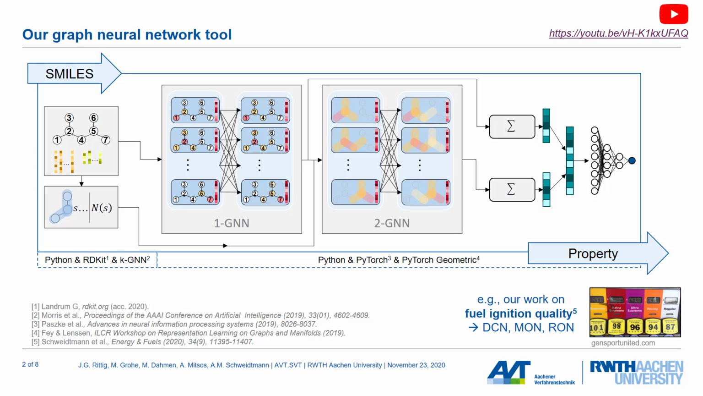We recently used our GNN tool for the prediction of fuel ignition qualities of oxygenated hydrocarbons. Therefore, we predicted the DCN, the MON and the RON, so the derived cetane number, the motor octane number and the research octane number, which are important key figures in the design of future biofuels. For example, the octane numbers are shown here on the pumps at gas stations in the picture on the right. And if you are interested in more details of our method, please refer to the video which you can access under this link here on the right hand side.